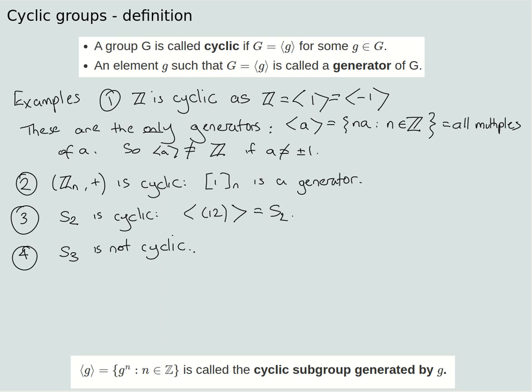We're going to see an easy necessary condition for a group to be cyclic later on, which would immediately tell you that S3 was non-cyclic. But if you want to check this now, you could just look at all the elements of S3, and you can see easily that they're not generators of S3. So S3 is an example of a group which is not cyclic, and we'll come back to exactly why that is later on.